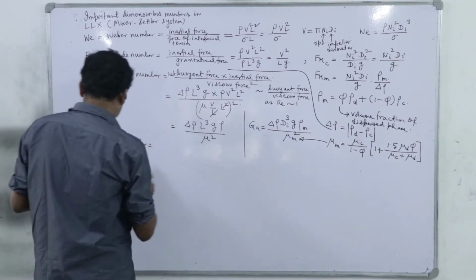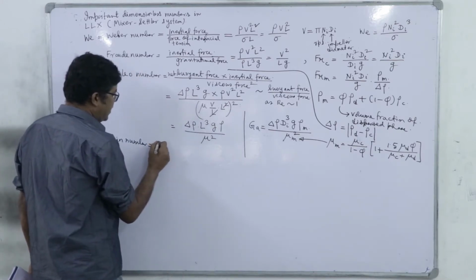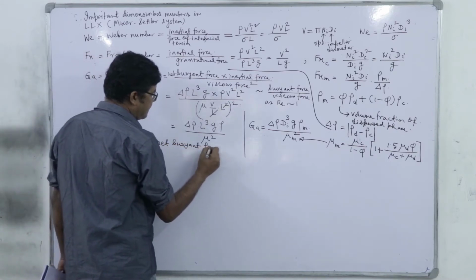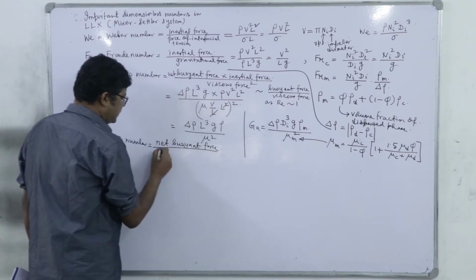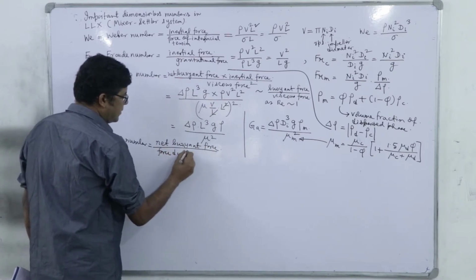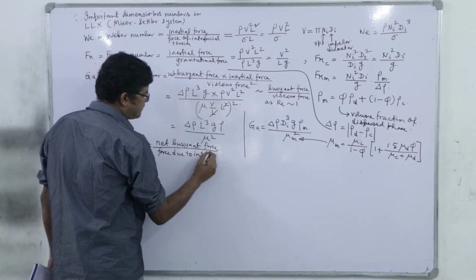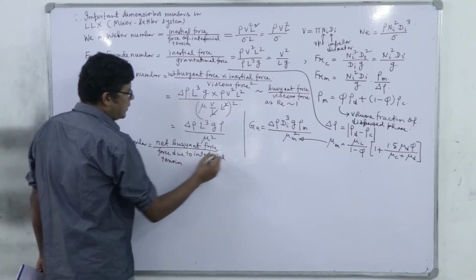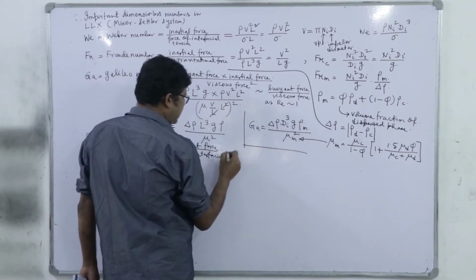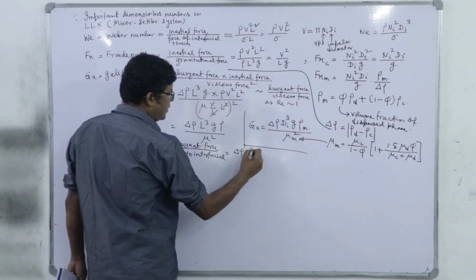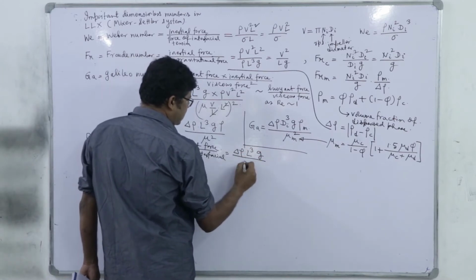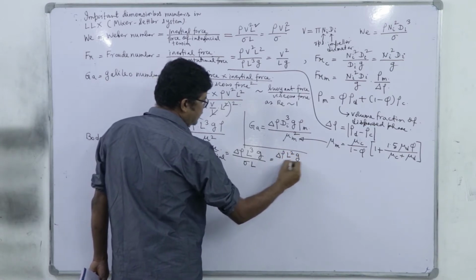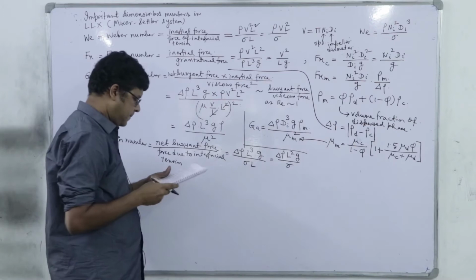Bodenstein number is the net body force divided by the force due to interfacial tension. So, net body force in general we can write as delta rho into L cubed into g. So, this becomes delta rho into L squared into g divided by sigma, right.